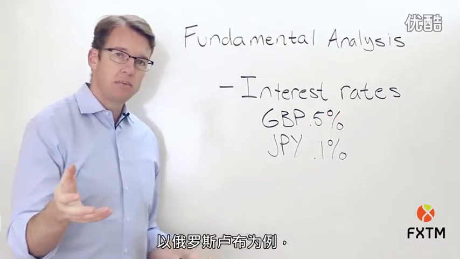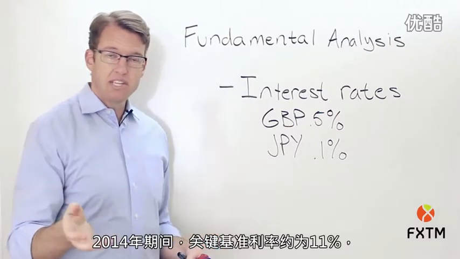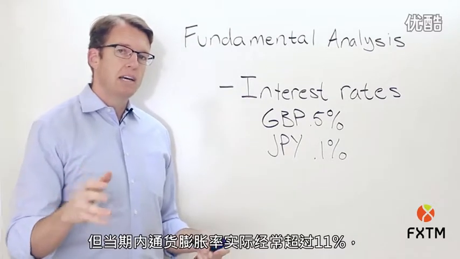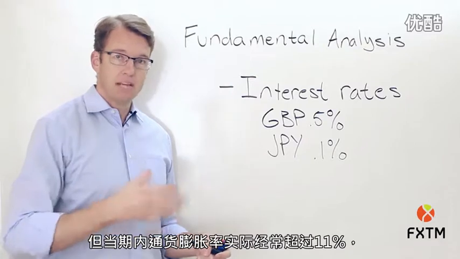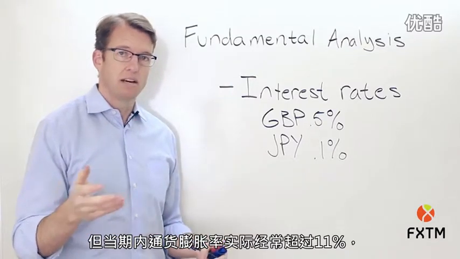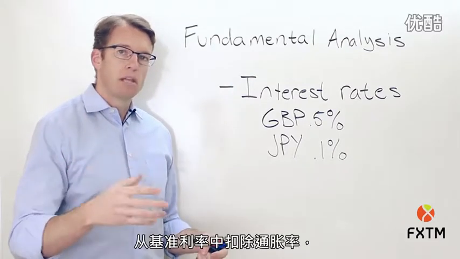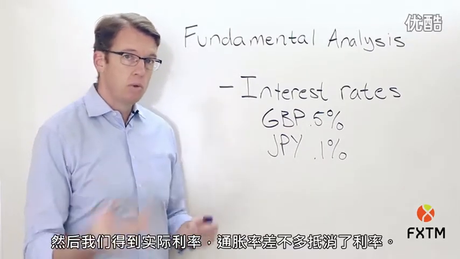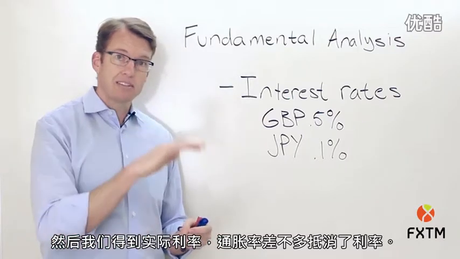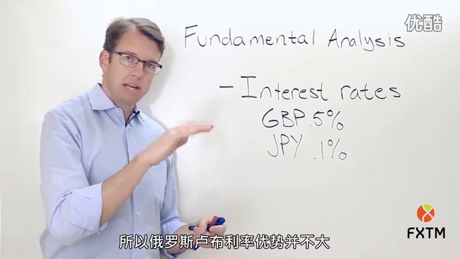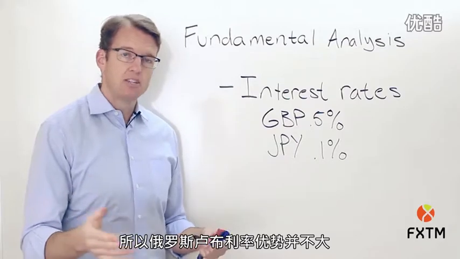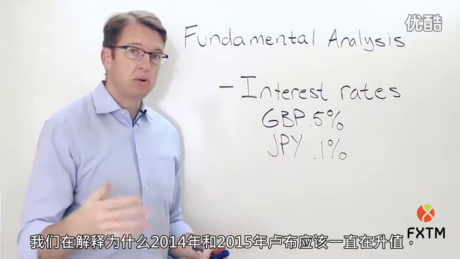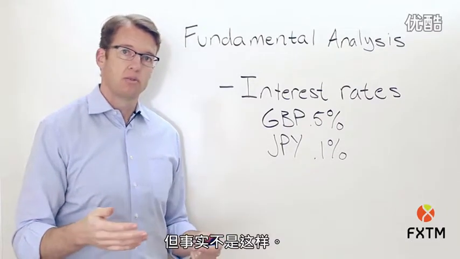Take Russia, for example. Through 2014, the key benchmark rate was about 11%, but inflation during that same period of time would actually exceed 11% from time to time. So it was also very high. Well, if we take their benchmark rate and we subtract that inflation rate, then we get the real interest rate, and it kind of cancels that out. So it doesn't give them a significant interest rate advantage as far as explaining why the ruble should have been appreciating in value through 2014 and 2015.